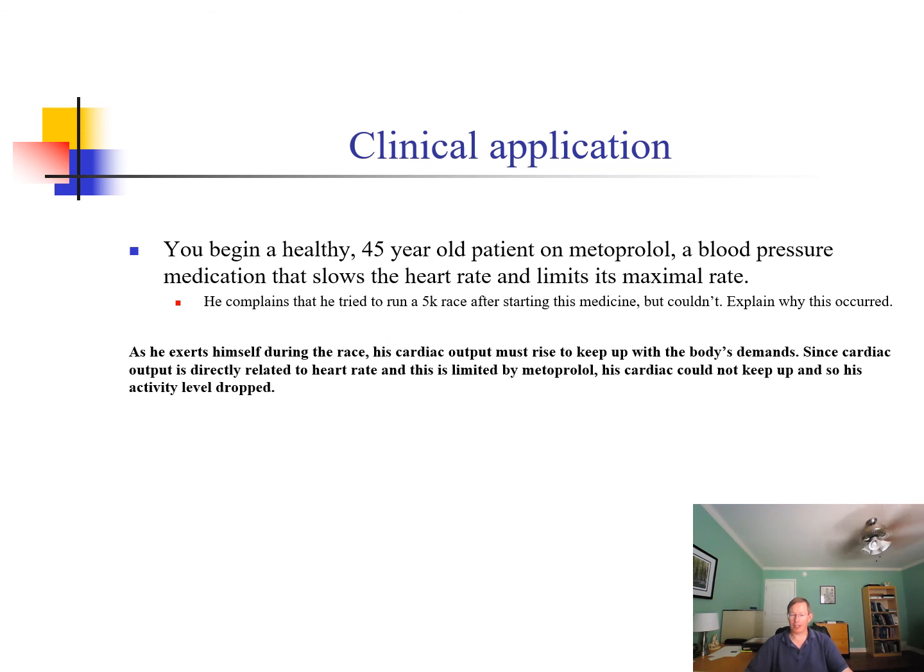Well, you should recognize that you did this to him. By giving him the metoprolol, you're limiting how much the heart rate can actually increase. And cardiac output is determined by heart rate and stroke volume. So since you limited his heart rate, his cardiac output when he was running couldn't keep up with this demand, so he had to decrease his activity level.